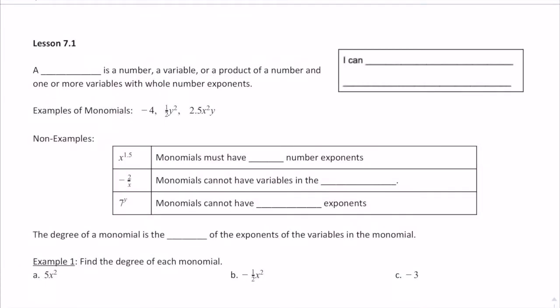Alright, so today we are starting a new unit, and that unit is chapter 7, and this unit is all about polynomials. So today we're actually going to start by defining what a polynomial is, talk about different types of polynomials as well. There's a lot of definitions going on here. So today we are going to learn I can identify polynomials.